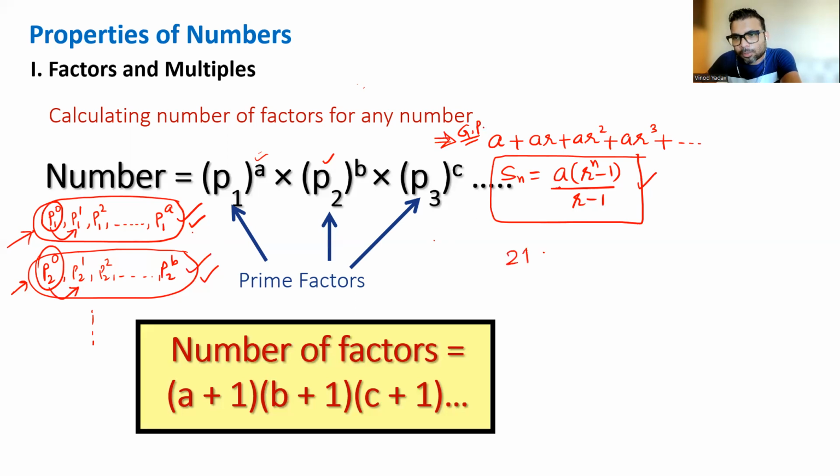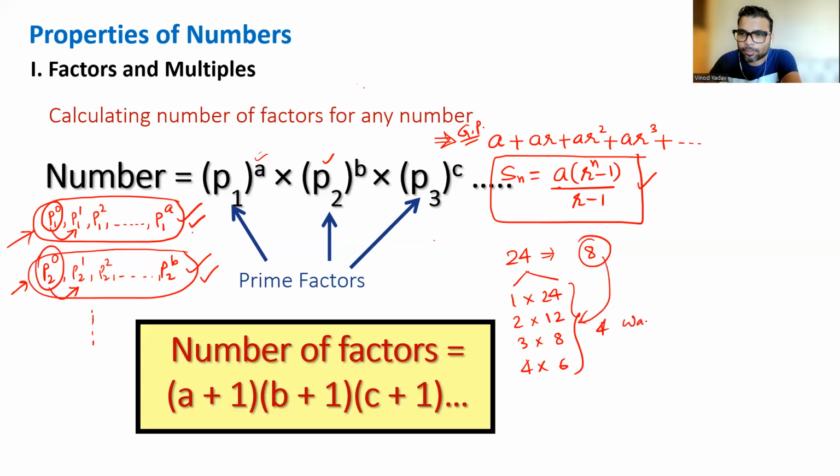Then, you know, the total number of factors for 24 was 8. If somebody asks me in how many ways you can write 24 as a product of two numbers, you can immediately say there are 4 ways, because there are 8 factors and every time I'm using 2 factors to write it. So in 4 ways, I can write any number as a product of 2 factors, or product of 2 numbers. So total number of factors divided by 2. That can be the general logic.